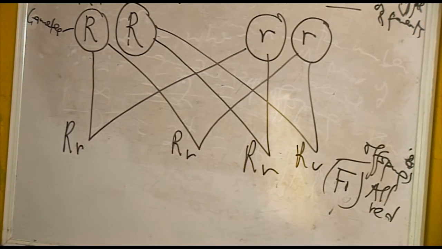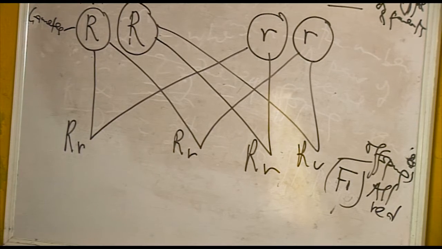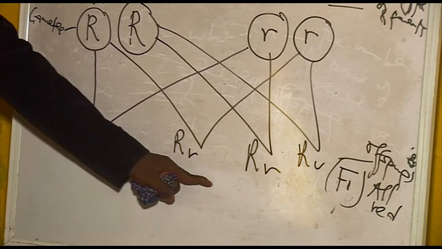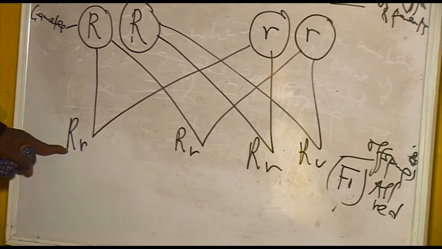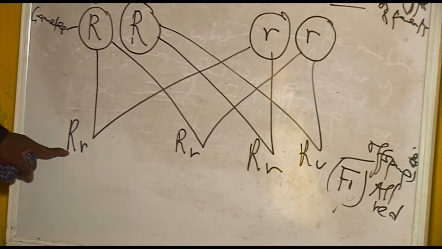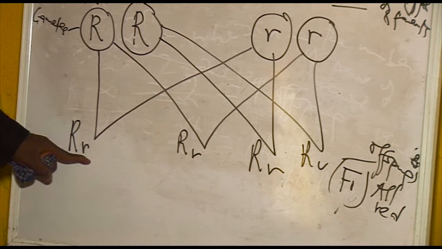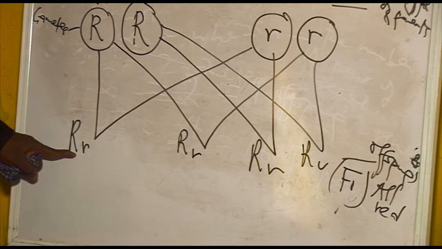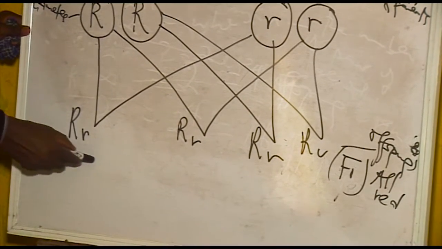Heterozygous is when a pair of genes controlling a pair of contrasted characters are different. So this is heterozygous red: one capital and one small. If it is homozygous, the two of them will be capital, capital. But the heterozygous is dominant, because this capital R will still suppress the expression of this small r. So this is heterozygous red.